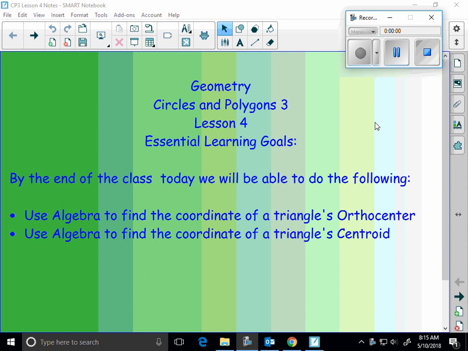Okay, here we are. Lesson number 4, CP3. Let's do this. Yesterday, we talked mostly about the circumcenter and finding that point using slope and midpoints and perpendicular slopes. Today, we're going to identify a point and a slope to find the orthocenter and the centroid. So let's get it started.